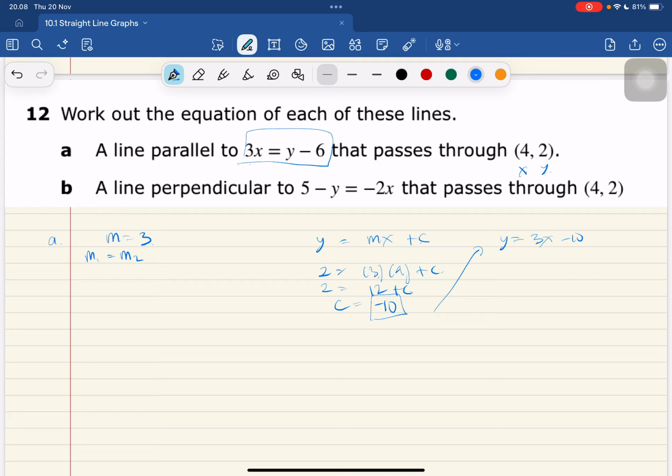Okay, next question. Now it is perpendicular. Here we have 5 minus y equals minus 2x. So let's make it y equals 2x plus 5. Here the first gradient is equal to 2. So the second gradient, because it is perpendicular, we will flip it and give it a minus.